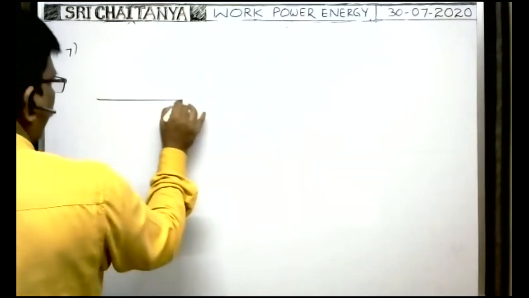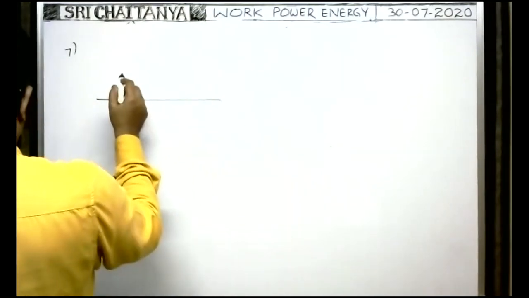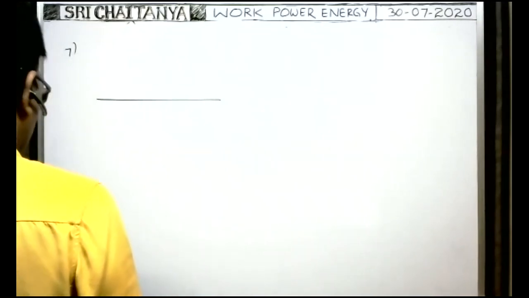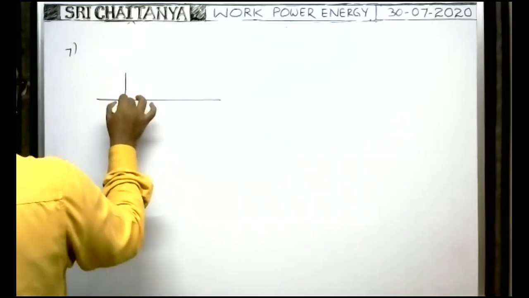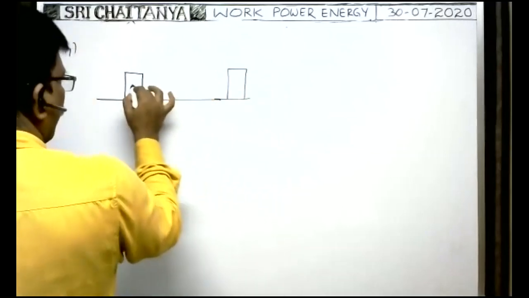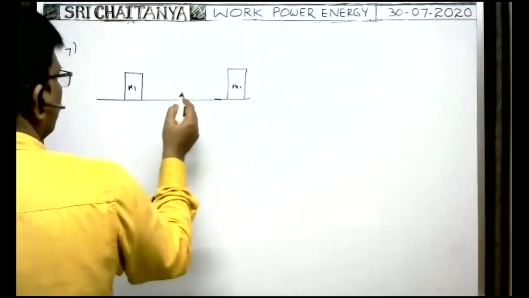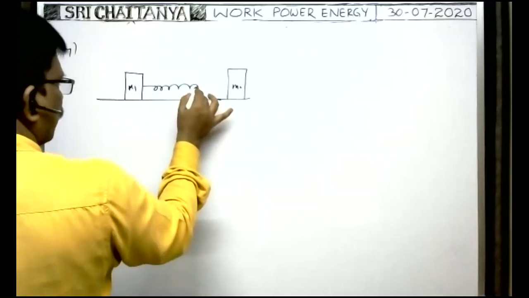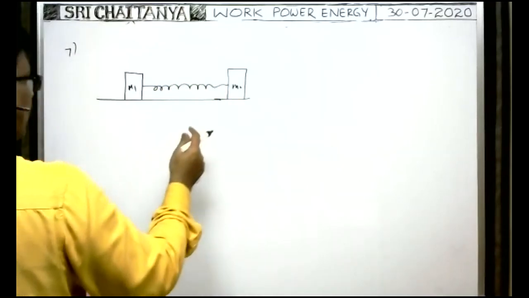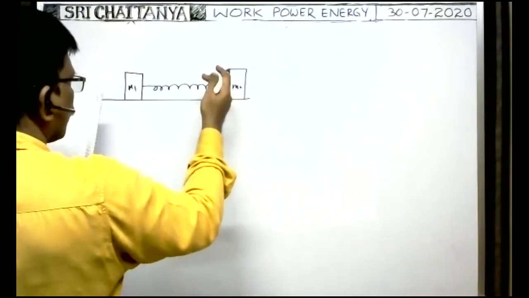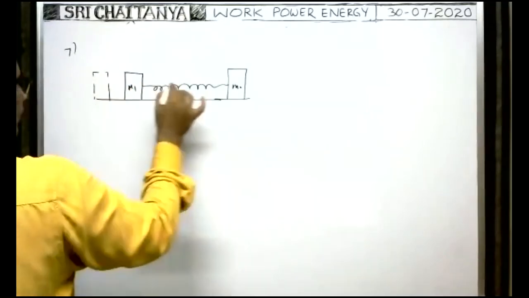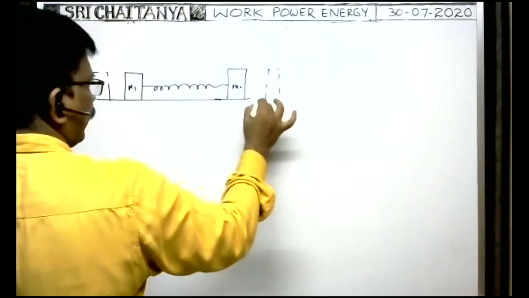There are two blocks kept on the horizontal surface. No, smooth only. Two blocks having masses m1 and m2, both joined by means of a spring. Here both blocks are pushed. Actually, the initial position of the blocks is like this.